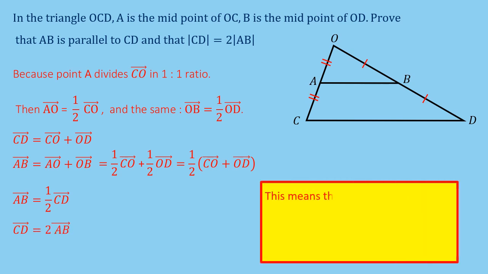And this means that first, vector AB is parallel to vector CD. Second, the length of vector CD equals 2 times the length of vector AB.